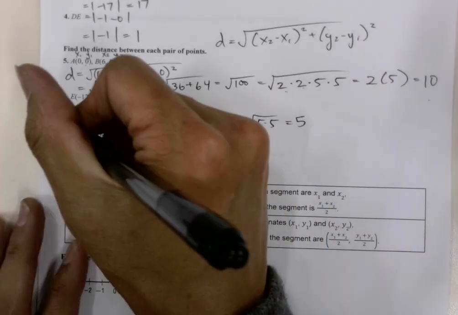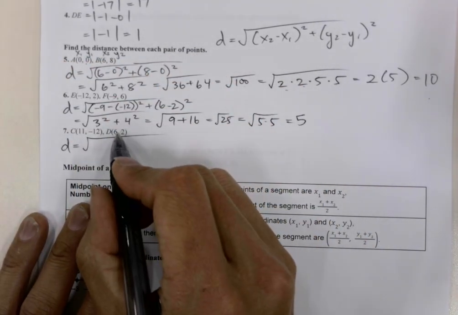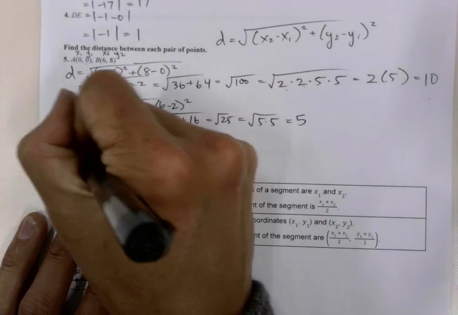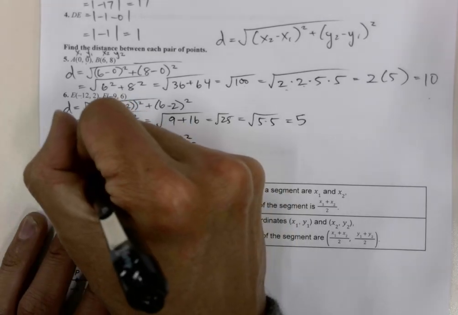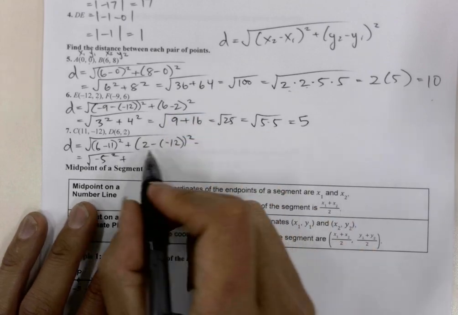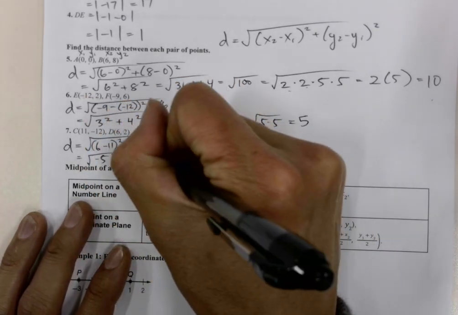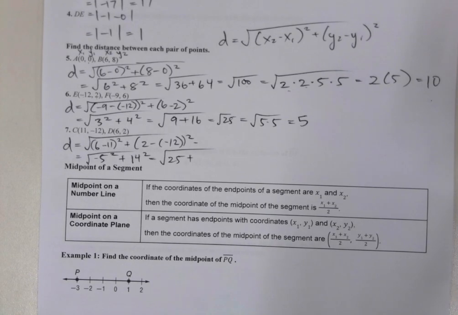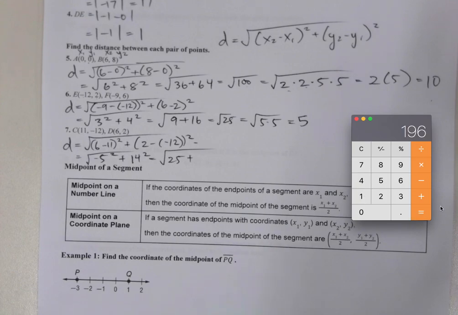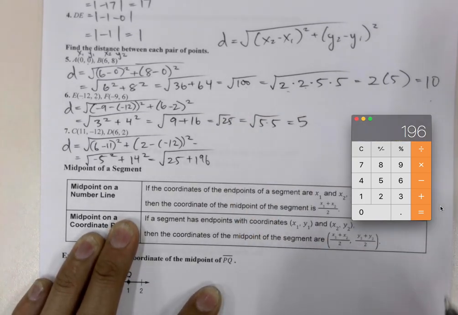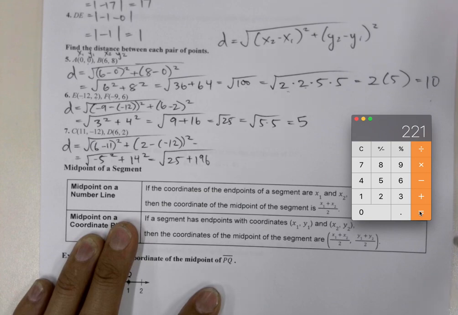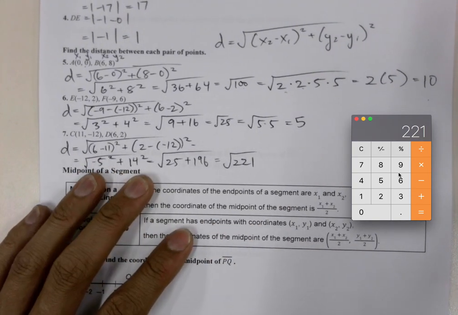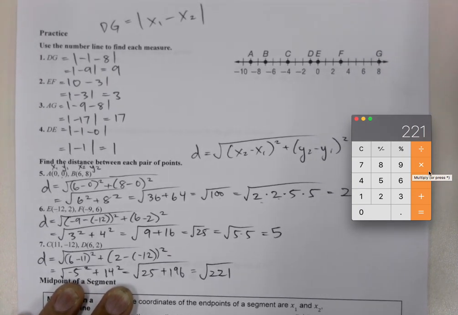For number 7, it's the same thing. We're going to do the square root of 6 minus 11 squared plus 2 minus -12 squared. This simplifies to -5 squared plus 2 plus 12, which is 14, squared. So that's the square root of 25 plus, what is 14 squared? Let me open up a calculator. It's 14 times 14, 196. Add that to 25, and we get 221. So it's equal to the square root of 221. We could do a prime factorization of 221, but I'm just going to leave it like so and call it a day. So that's how you do these practice problems.